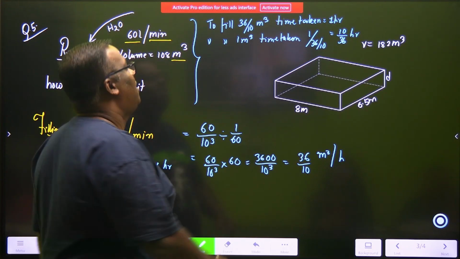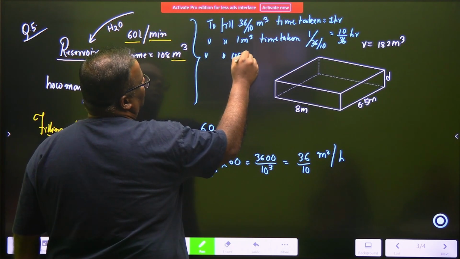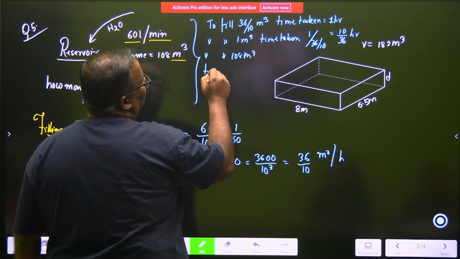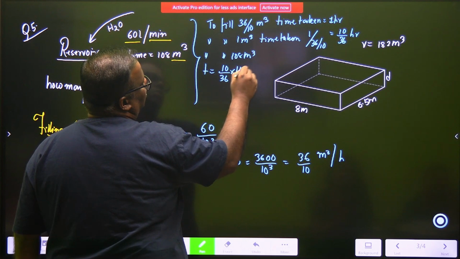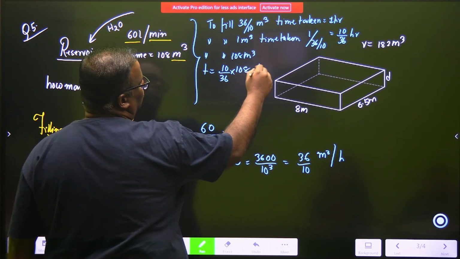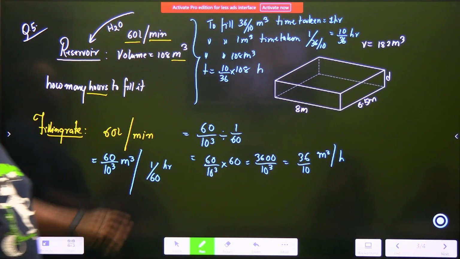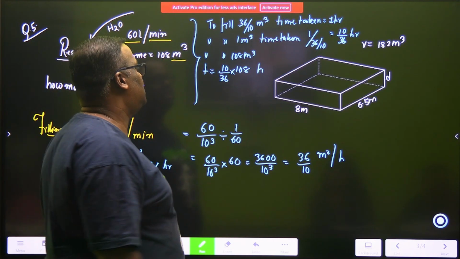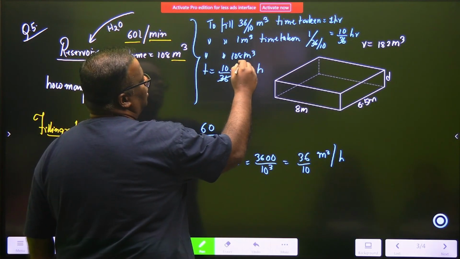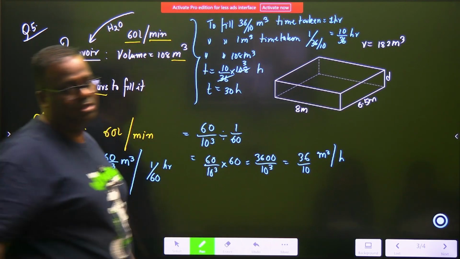Now to fill how much? 108. The time will be equal to 10 by 36 into 108. So many hours. So if we do 36 into 3, 3 6s are 18, 8, 1 carry over. So easily the problem comes up.